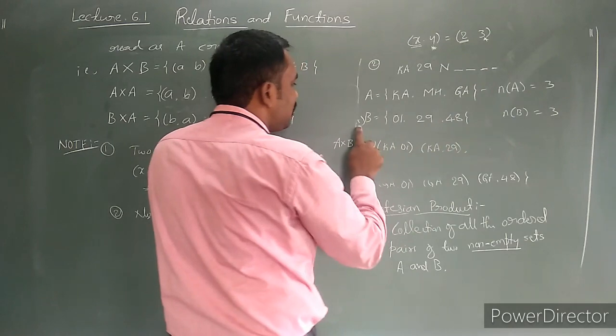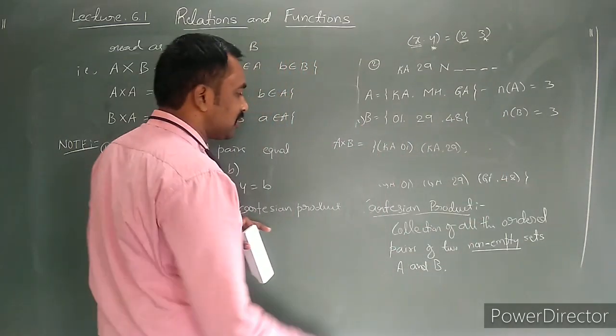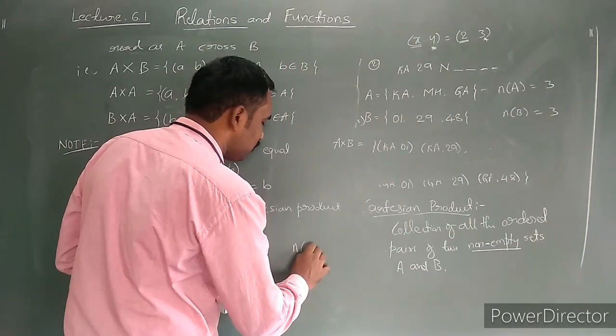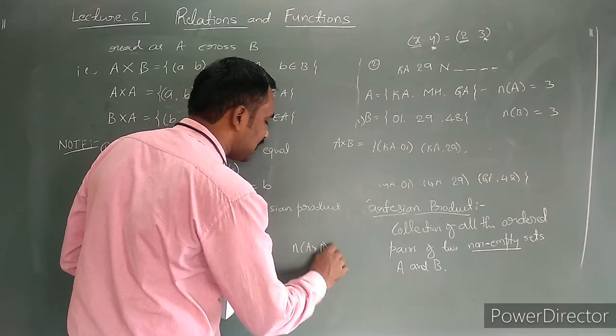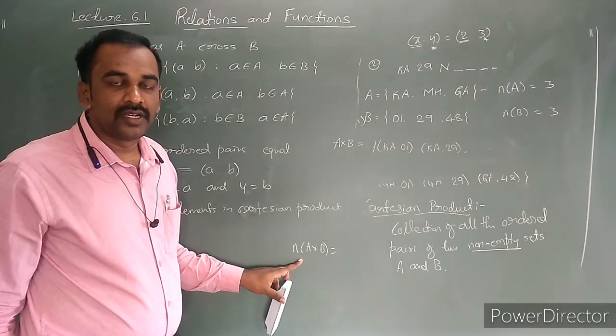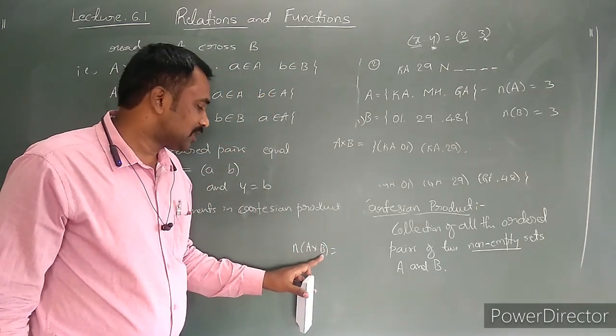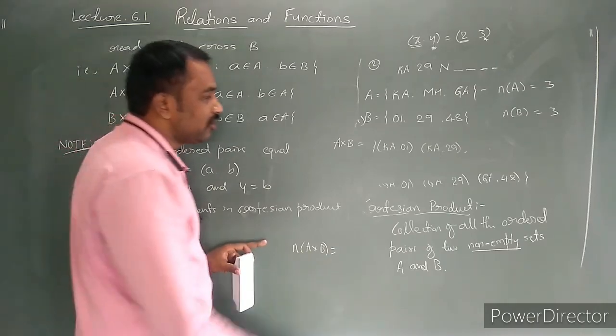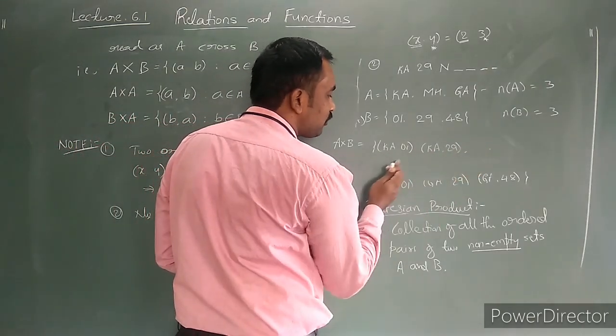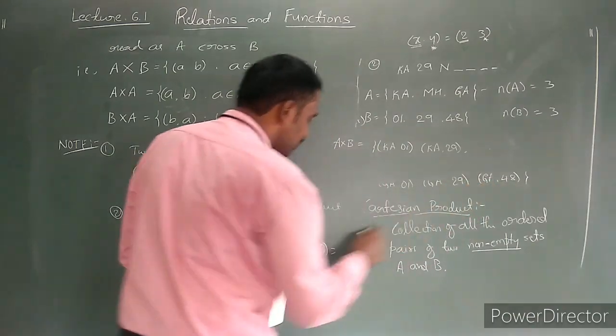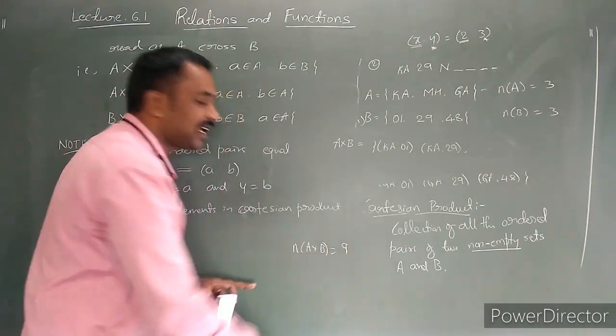Set A contains 3 elements, set B contains 3 elements. Then what is the number of elements in the Cartesian product A cross B? How many elements are there? 1, 2, 3, 4, 5, 6, 7, 8, 9. Can I write it as 9 directly?